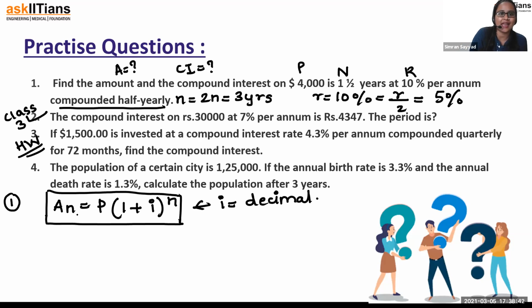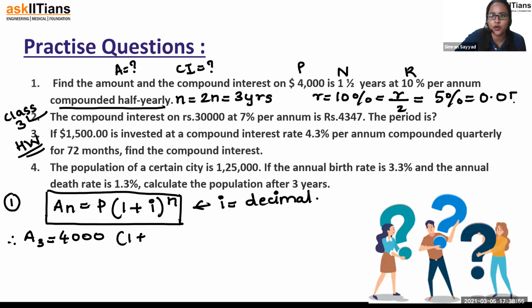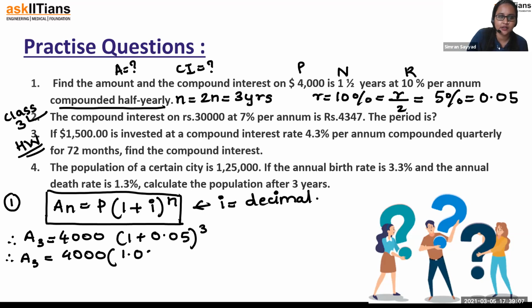So n means what? The number of years. So you have to find A3, which is nothing but 4,000 into 1 plus 5% in decimals, which is nothing but 0.05. So you'll write 1.05 raised to 3. Therefore, A3 is nothing but 4,000 into 1.05 raised to 3. If you do this calculation, you get A3 as 4630.50. This is your amount.